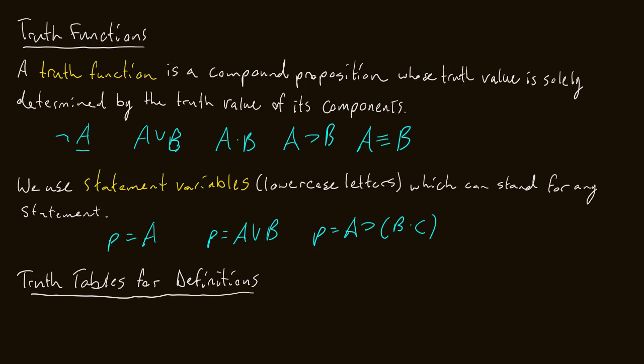Now, let's talk about truth tables. Truth tables are pretty cool, right? And I know I say that about a lot of things that might not be cool, but this is cool, because now we're going to define our five main operators with their truth values. So how do we make a truth table? Here's what we want to do. We want to use one of our statement variables, so let's use P, for example. Let's look at not P first.